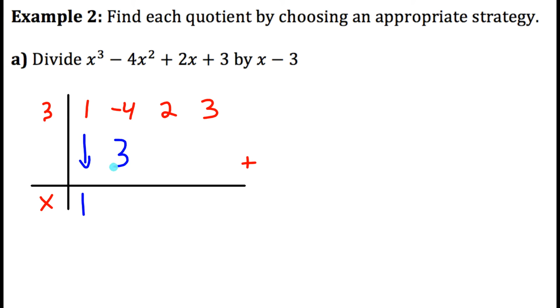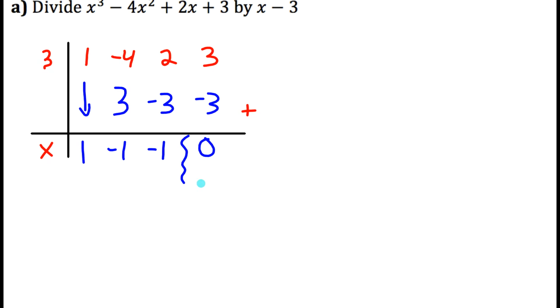3 times 1 is 3. Negative 4 plus 3 is negative 1. 3 times negative 1 is negative 3. 2 plus negative 3 is negative 1. 3 times negative 1 is negative 3. 3 plus negative 3 is 0. So I have my remainder, my x to the 0, my x to the 1, and my x squared terms.